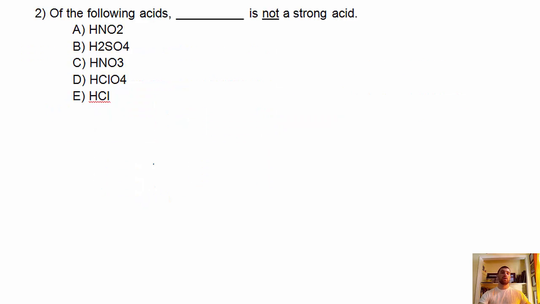Taking a look at number two. Of the following acids, blank is not a strong acid. This is a low-level kind of question. You need to know which of these are strong and which is not. You just need to commit it to memory. HNO2 is not a strong acid. The rest of them are. We have sulfuric acid, nitric acid, perchloric acid, which is a strong acid, and hydrochloric acid. So all those are strong acids except for A.